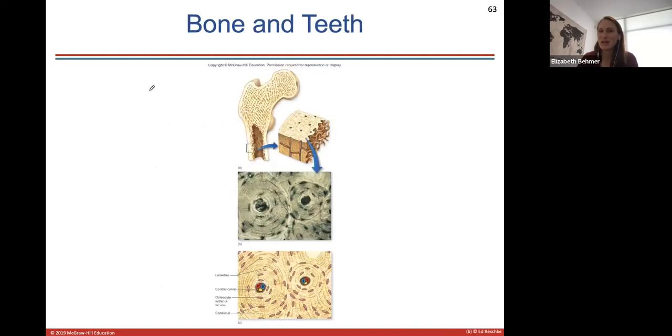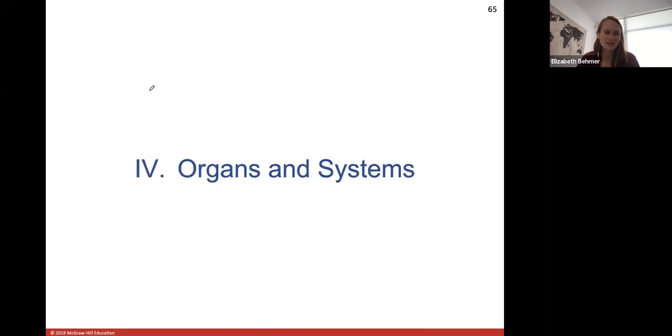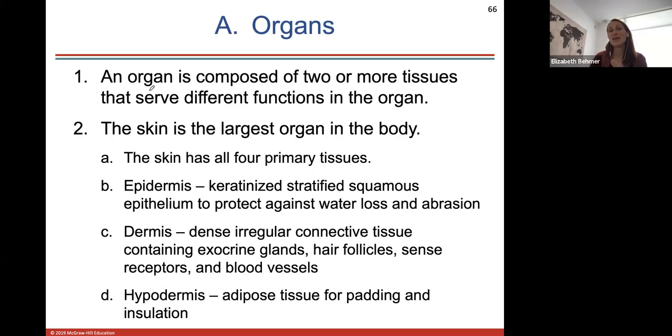Connective tissue is the most diverse tissue. And again, you should review the structures of connective tissue. Okay, and then organs and their systems. So again, tissues come together, more than one, to form an organ. And an organ is composed of two or more tissues that serve different functions of the body.